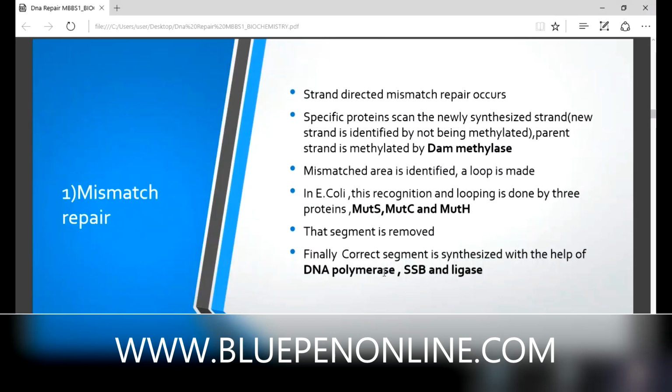It's a deep area. When we study molecular biology in detail, there is a huge portion for the action of DAM methylase. Now you just know that methylation occurs with the help of one enzyme, DAM methylase. The parent strand is methylated, the newly synthesized strand is non-methylated. So the specific protein involved in mismatch repair scans the newly synthesized strand. The mismatched area is identified.